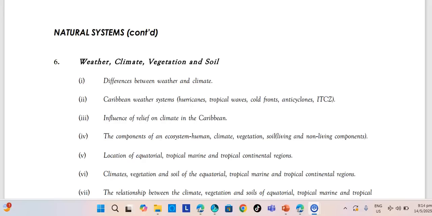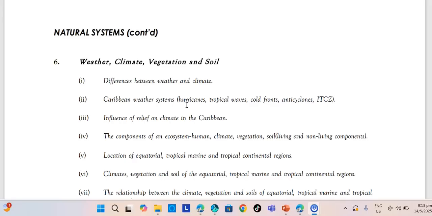So a hurricane is a strong spinning storm with heavy rain and very strong winds. It forms over warm ocean water and can cause flooding and damage. The hurricane season is from June to November. So if they ask you about Caribbean weather systems, talk about hurricanes. We have hurricanes from June to November. It's strong. It is formed over warm ocean water.